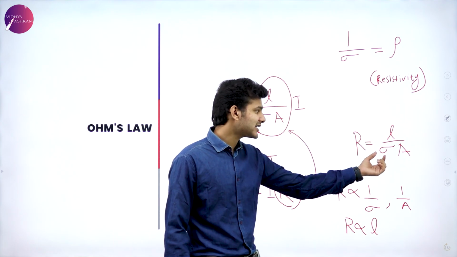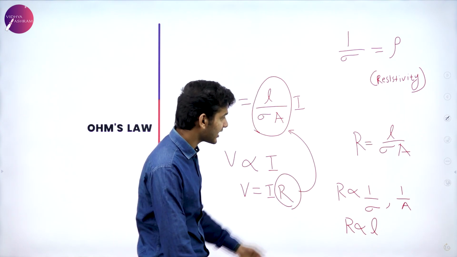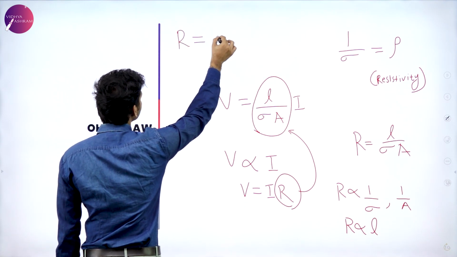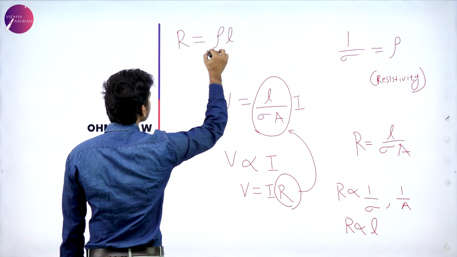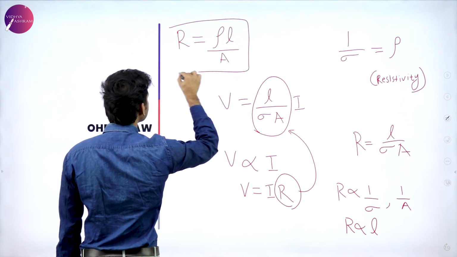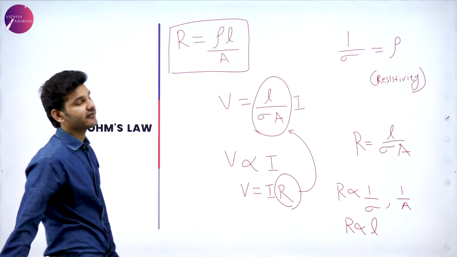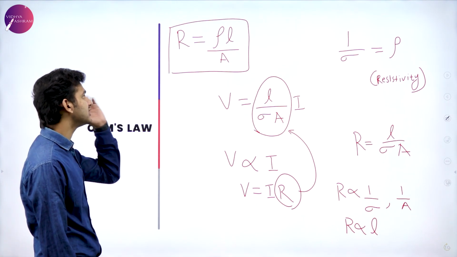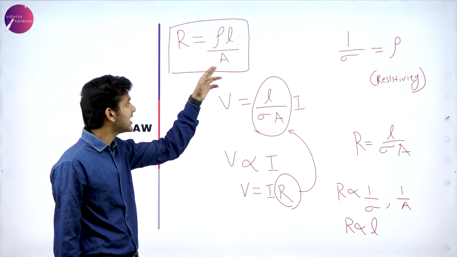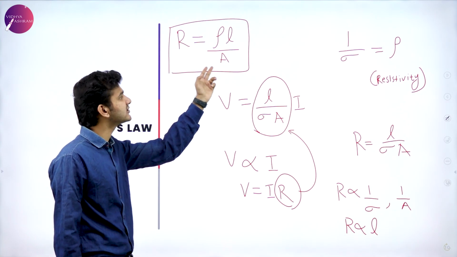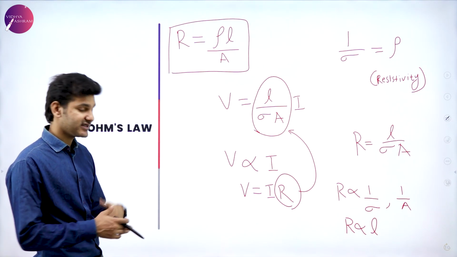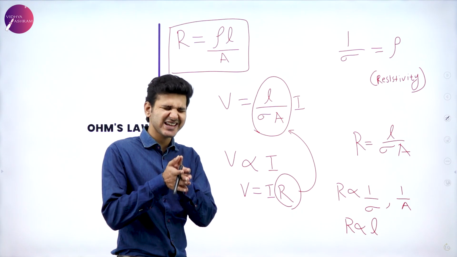So 1 by sigma can be written as rho, so we arrive at the relation that R is equal to rho L divided by A. And this is a particular relation you have to remember that affects the resistance of any material. That is, resistance is directly proportional to resistivity and length, and it is inversely proportional to the area of cross section. What does it actually mean? We'll get to it immediately.